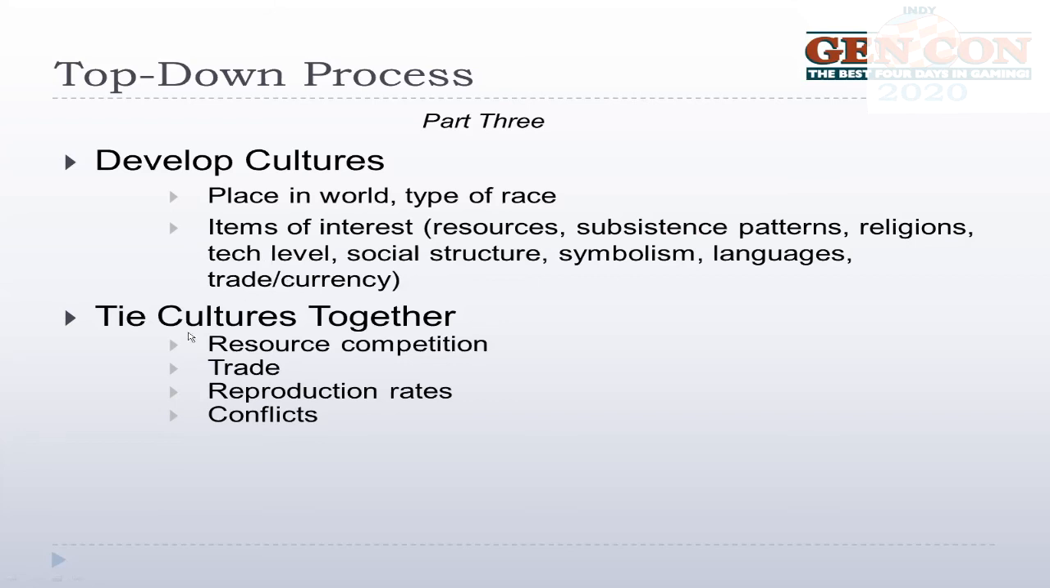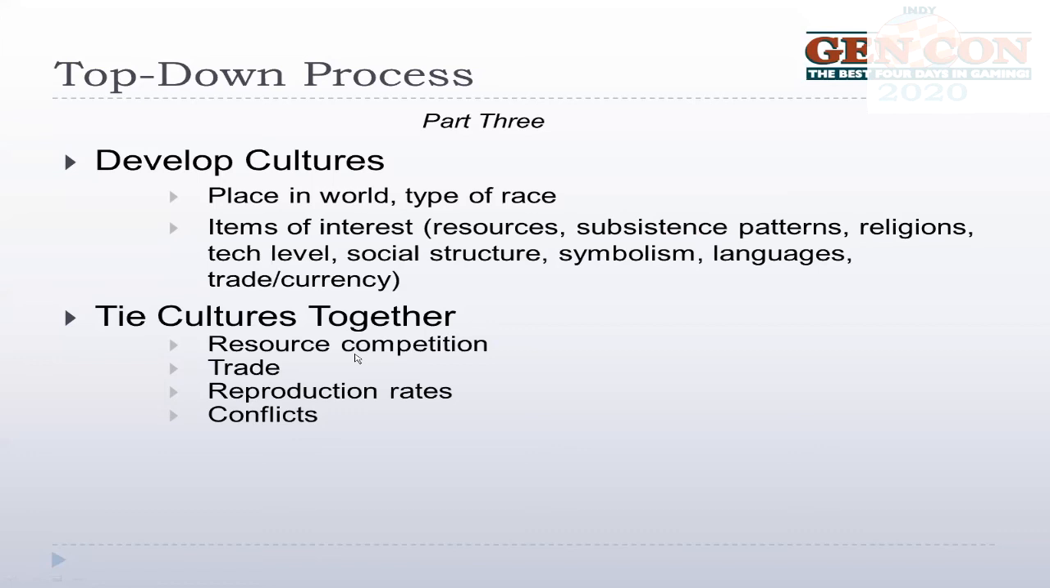And then you tie it all together. So you want to think about resource competition. Where in your world are one or more intelligent groups going to be competing over resources? And how do they deal with that conflict? Is there going to be trade between the different species and the different cultures and the different large cities? What are the reproduction rates? And then again, emphasizing conflicts. Conflicts are going to be very important in your world, because that's the opportunity where adventures can take place, right?